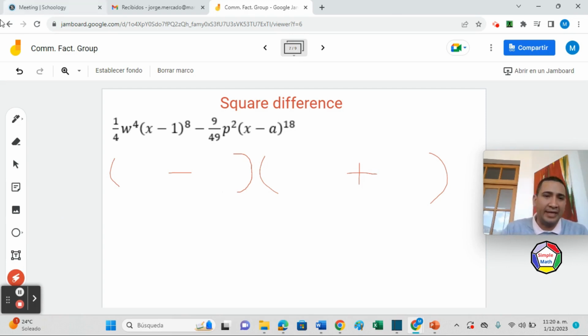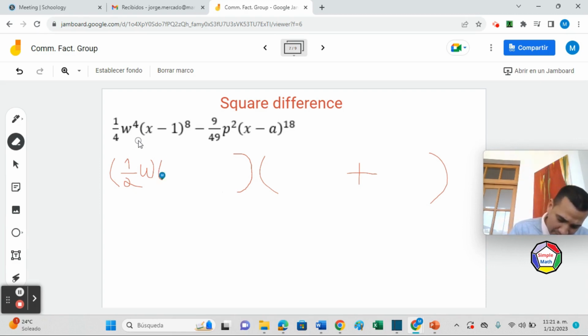The second step is to calculate the square root of the whole first term. The square root of 1 is 1. The square root of 4 is 2. The square root of w exponent 4 is w. The square root of the parenthesis exponent 8 is the parenthesis exponent 4. I have to raise this side because the space is not enough. So x minus 1 exponent 8, the square root is x minus 1 exponent 4.